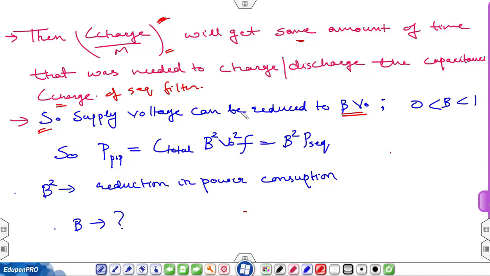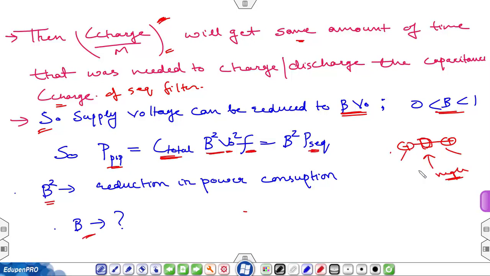So let the supply voltage of the pipeline filter be reduced by factor beta. Now its supply voltage is beta V naught, where beta is greater than 0 and less than 1. So power of the pipeline filter can be given by C total beta square V naught square into F. C total is not changed, only the critical path is divided by factor M, and here we are assuming that the capacitance introduced by this delay element to the system is negligible. We are ignoring these small factors.